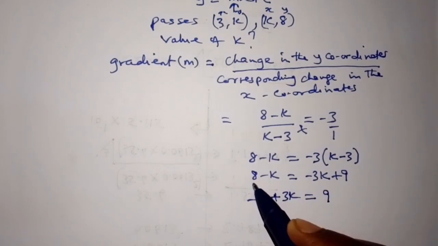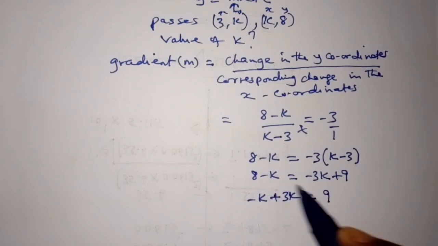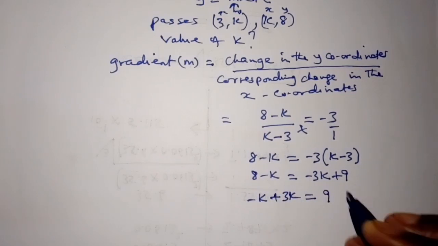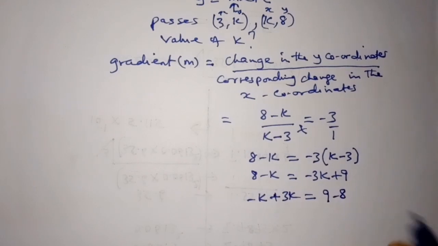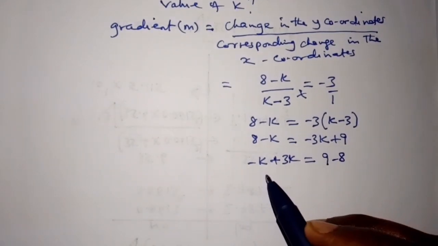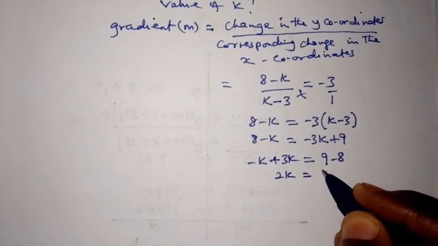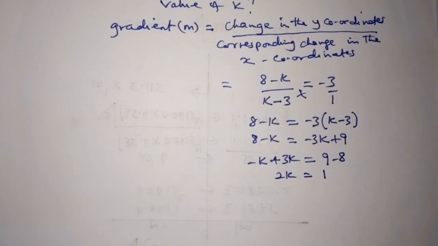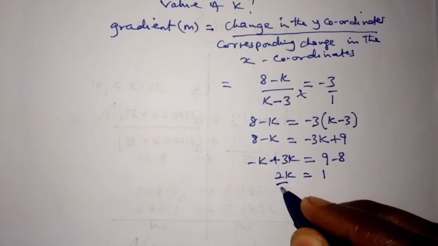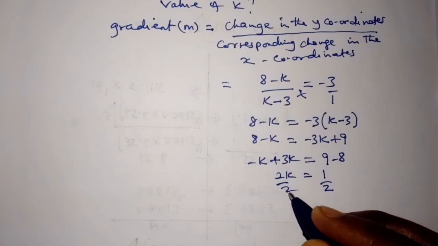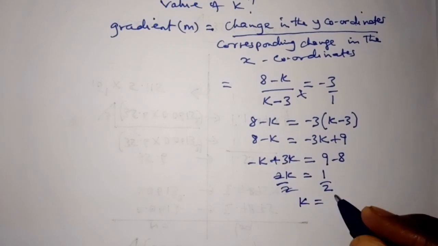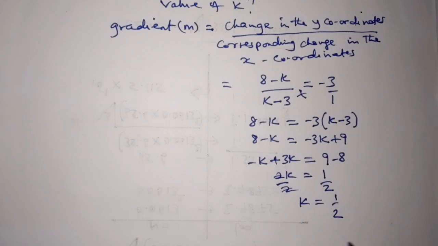We bring 8 to the other side. So positive 8 becomes negative 8. Negative k plus 3k is 2k is equal to 1, since 9 minus 8 is 1. We can divide by 2 here. k is equal to 1 over 2. So the value of k is 1 over 2.